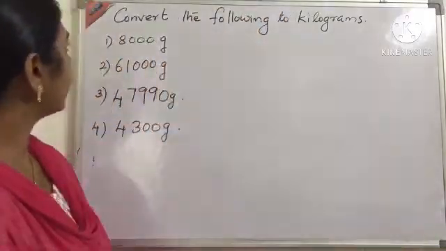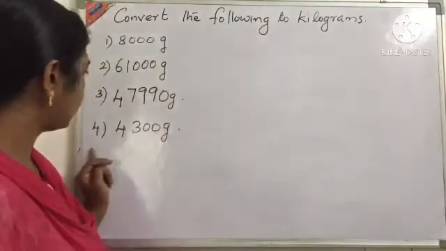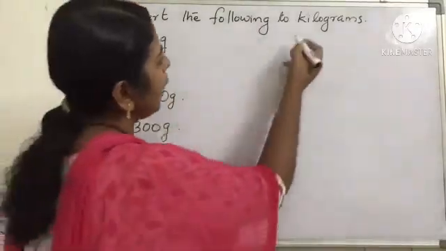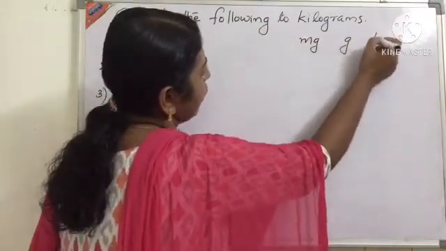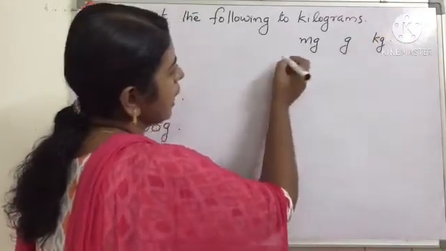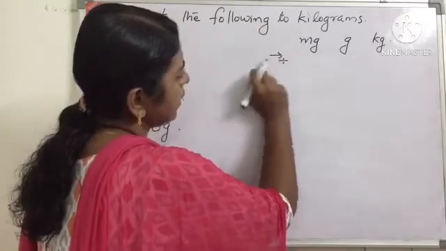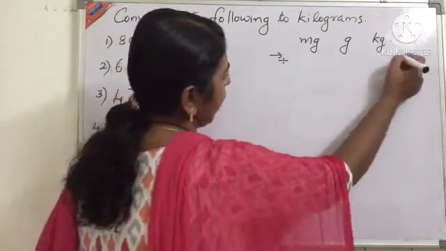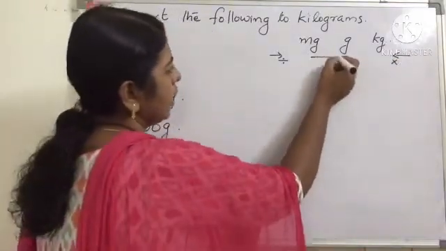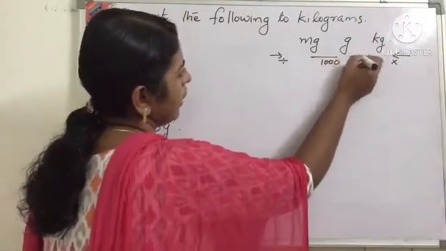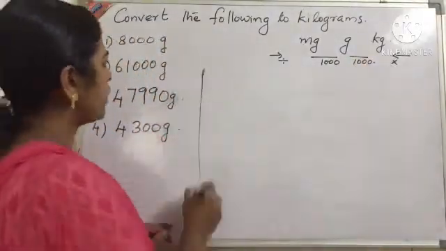Okay. For that, the question is: convert the following to kilogram. Four questions are there. Before starting this, we want to write here milligram, gram, and kilogram. To change a milligram to kilogram, that is in this direction, we want to divide, and if we move in this direction, we want to multiply. Here it is 1000 and here also it's 1000. Okay, we can go to the first question.